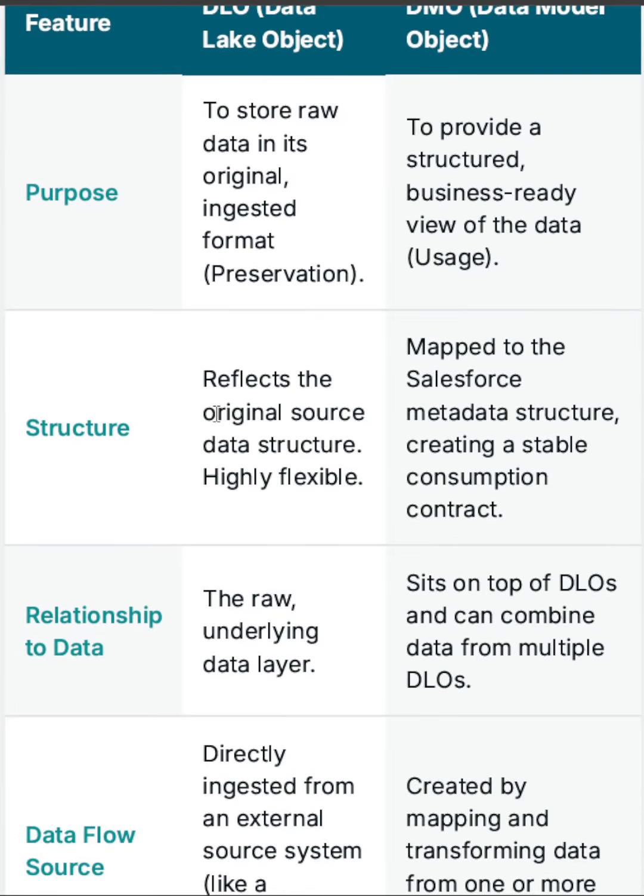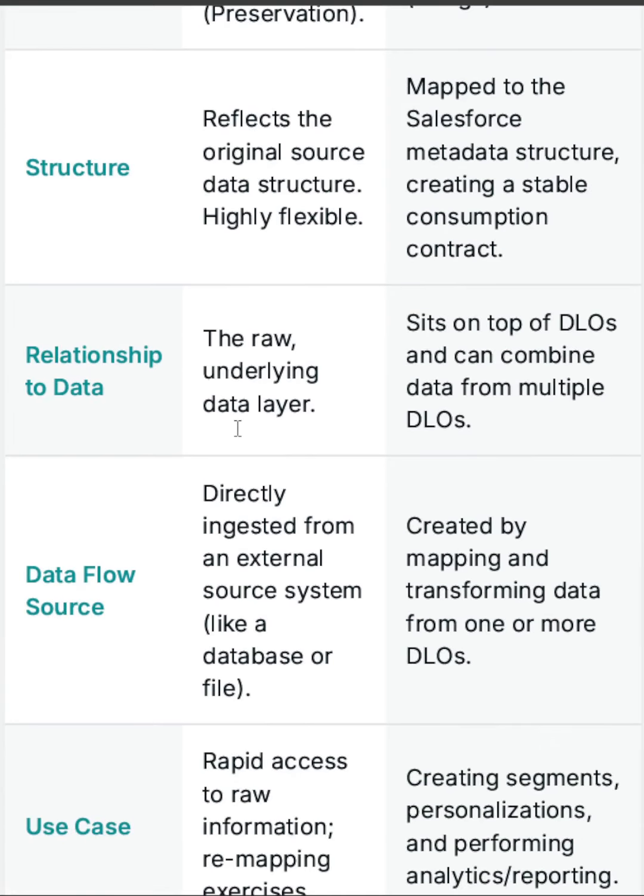In terms of structure, a data lake object reflects the original source data structure and is highly flexible, whereas a data model object is mapped to the Salesforce metadata structure, creating a stable consumption contract relationship to the raw underlying data layer. The data model sits on top of DLOs and can combine data from multiple DLOs.